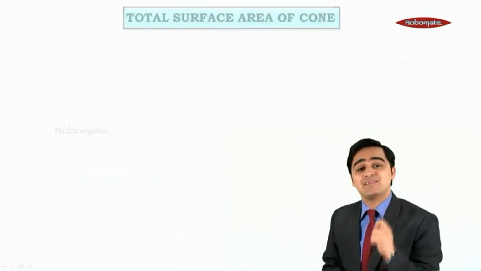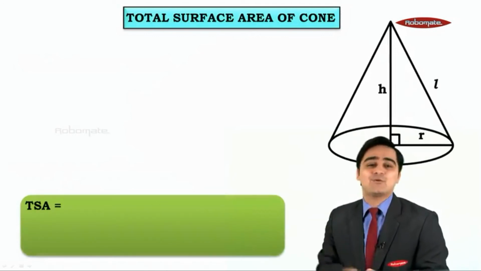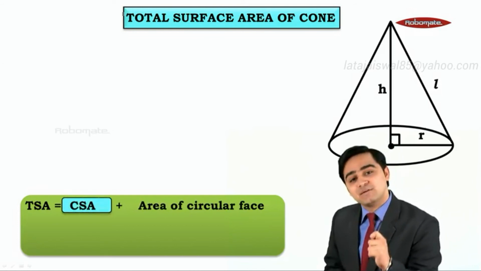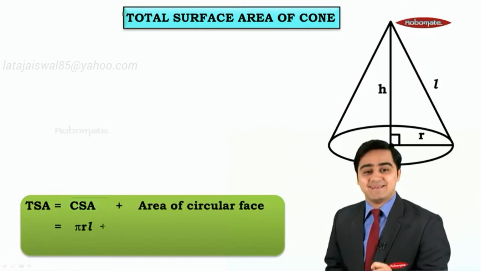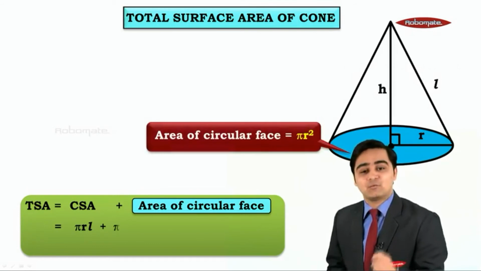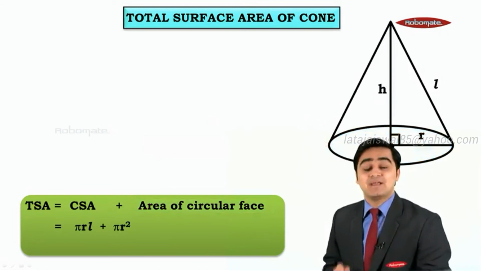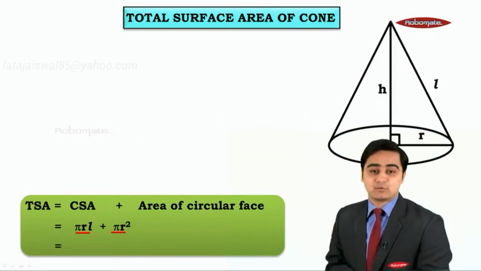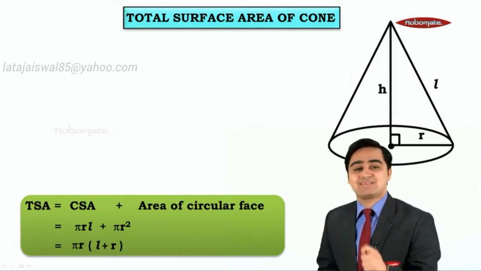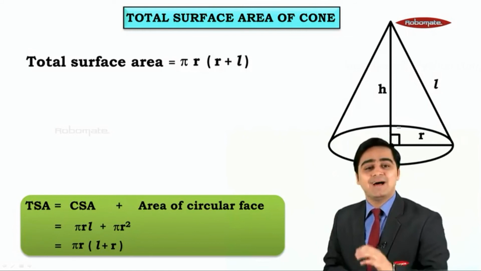Let's proceed further and now let us understand the formula for total surface area of a cone. We can say that TSA is equal to the curved surface area of the cone plus the area of the circular face. We know that the curved surface area of a cone is equal to pi r l, and we also know that the area of the circular face is equal to pi r square. So we are left with pi r l plus pi r square. Further, we can take pi r as common, so we are left with l plus r inside the brackets. L plus r we can write as r plus l. So we have the formula for total surface area of a cone equal to pi r (r plus l).